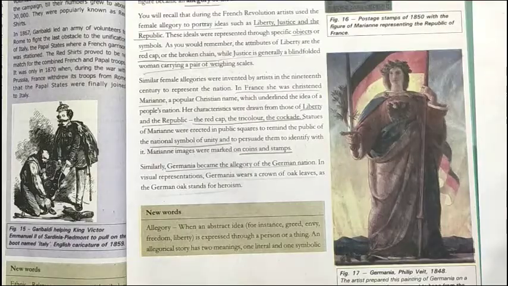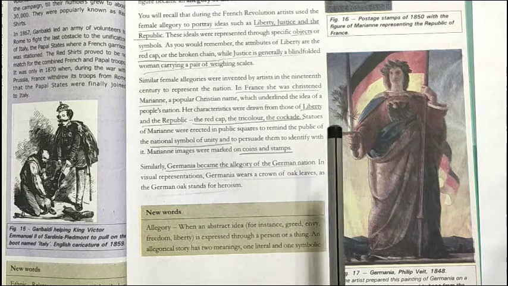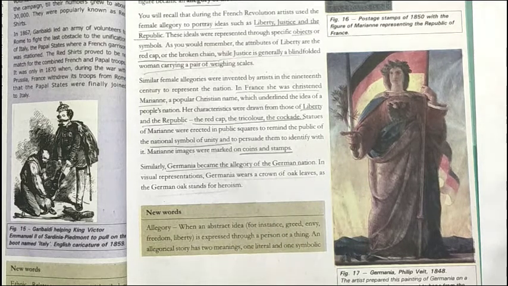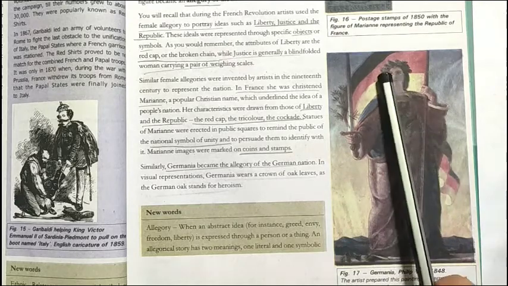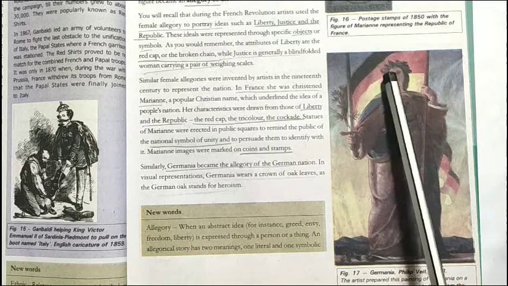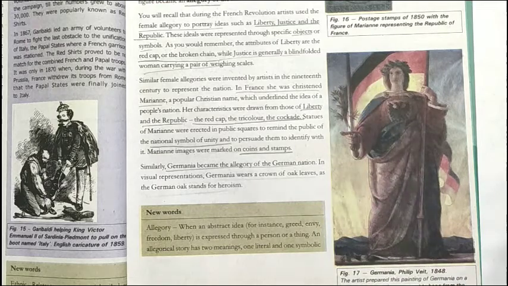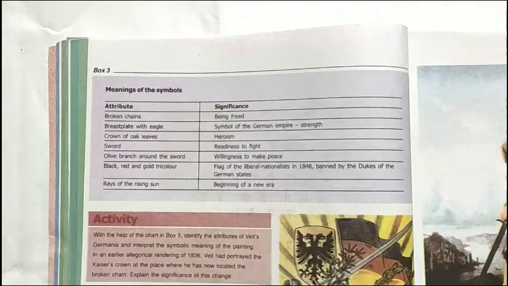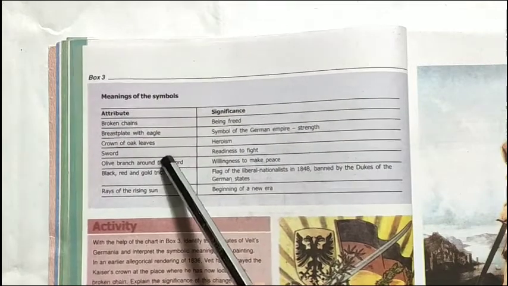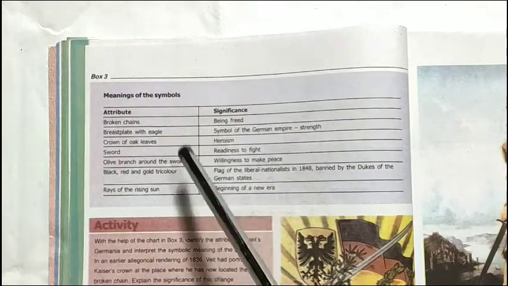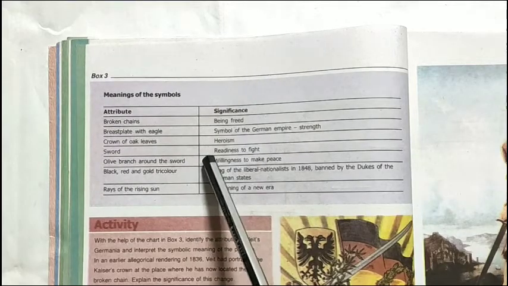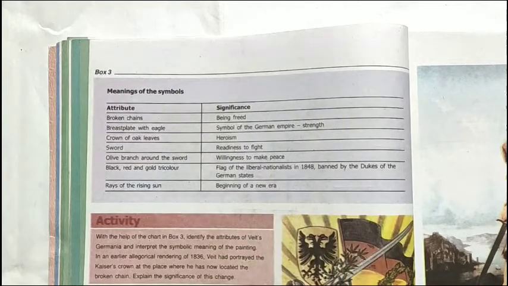Similarly, in Germany, Germania became the allegory of the German nation. In this visual representation, Germania wears a crown of oak leaves, as the German oak stands for heroism. Here is a list of meanings of these symbols. Look at it and you will understand the meaning behind the allegory's representation.